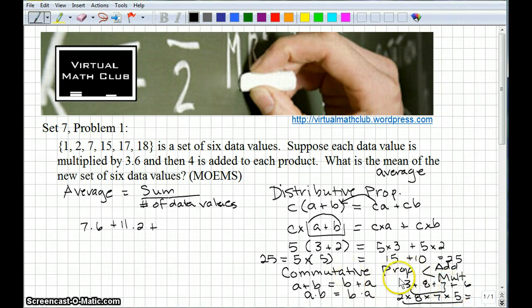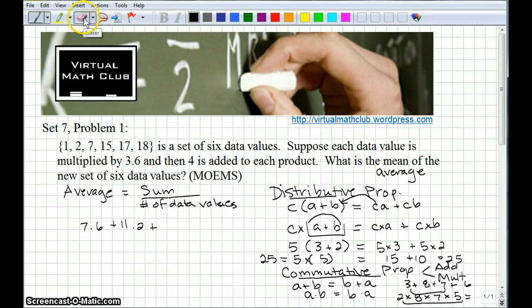So look for those tricks. Look for ways that you can use the commutative property and the distributive property to make your arithmetic simpler. Okay, that was a nice long hint. I'm already at 8 minutes and 42 seconds. So let's go ahead and solve this problem.